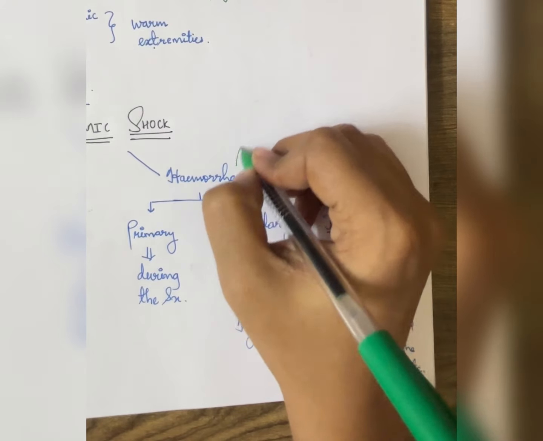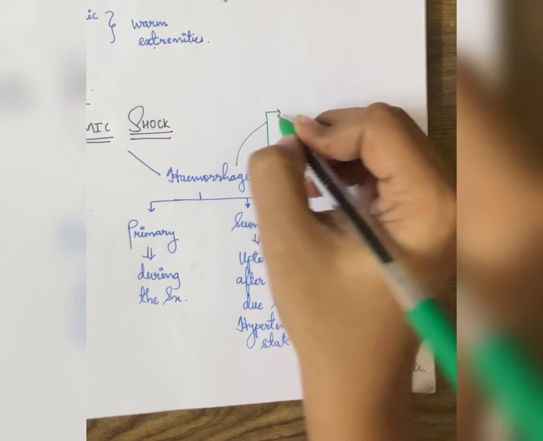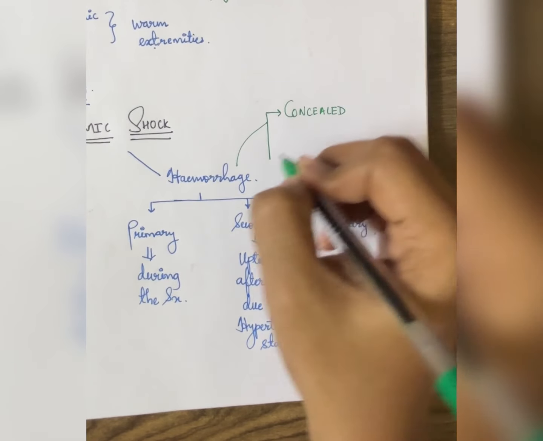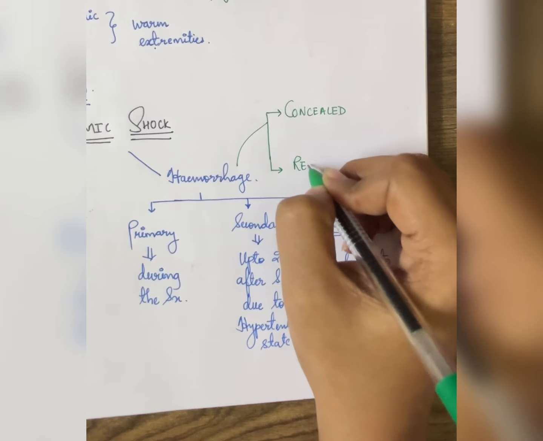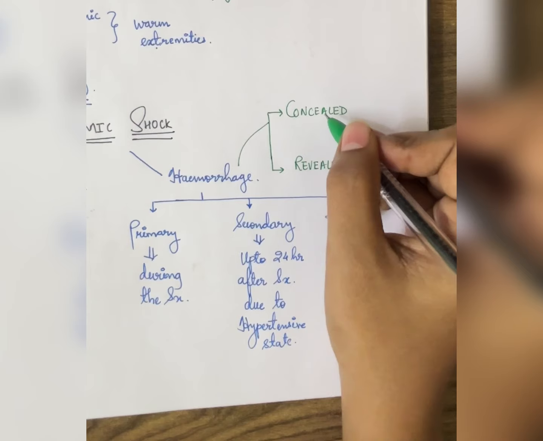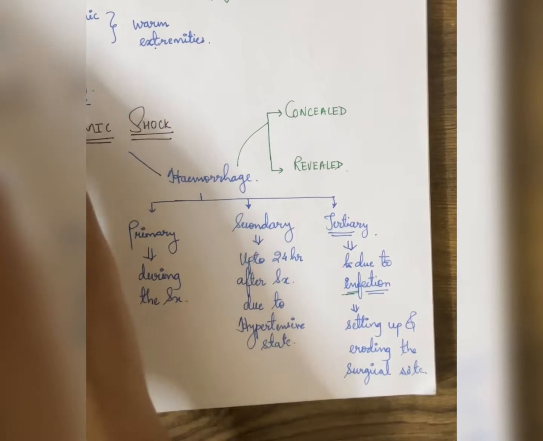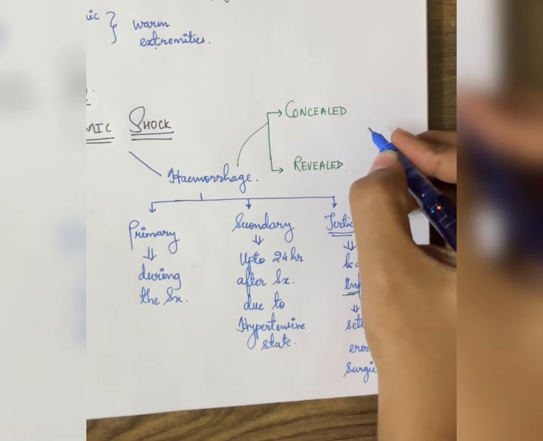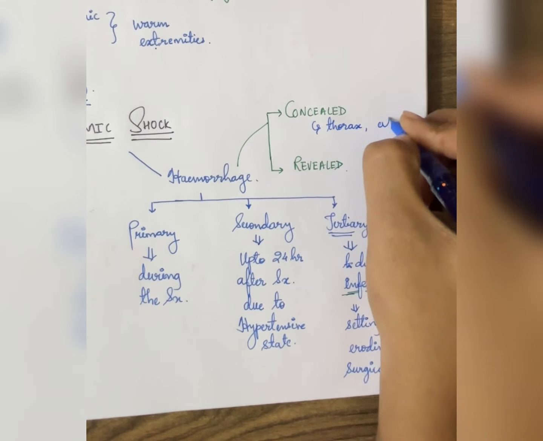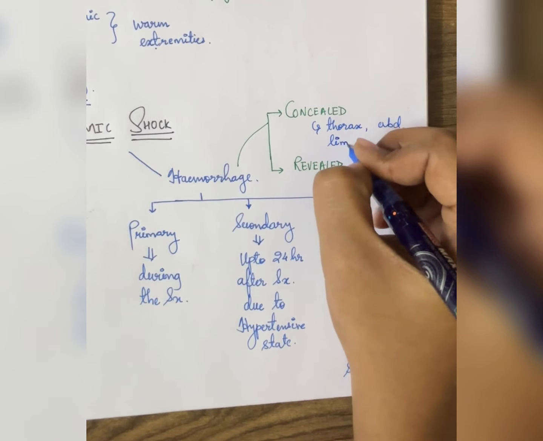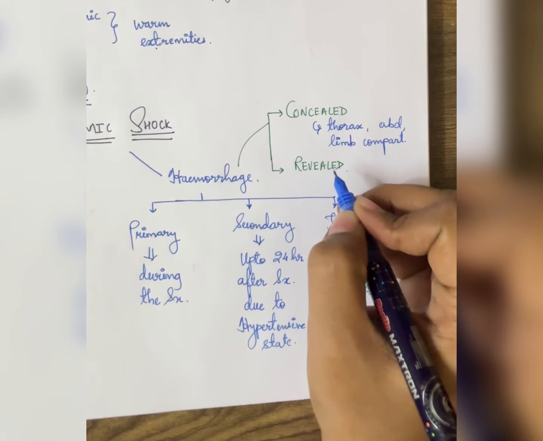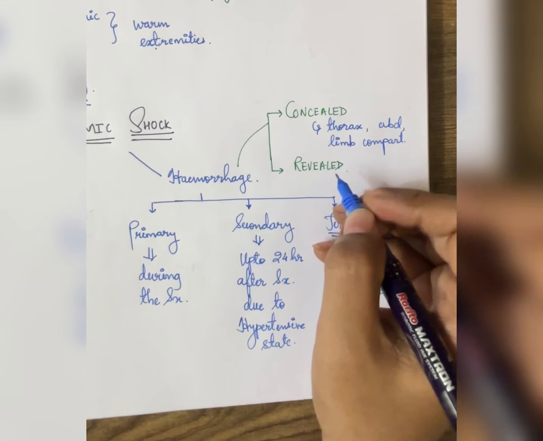And hemorrhage may be of two types. It may be concealed or it may be revealed. So what is concealed? Which we can't see, and revealed is which we can see. Concealed hemorrhage occurs in the body cavities like thorax, abdomen, limb compartments, etc. And revealed hemorrhage we can see by our eyes.